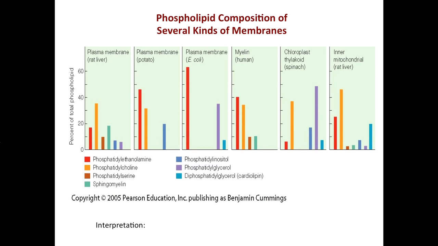This type of experiment was done in many different membranes, and so here you see the data from a rat liver, potato, bacteria, a human nerve, a spinach chloroplast, and then rat mitochondria. And after doing the TLCs to decide what types of phospholipids there were, the next thing was to quantitate them. And so this is what the graphs are showing.